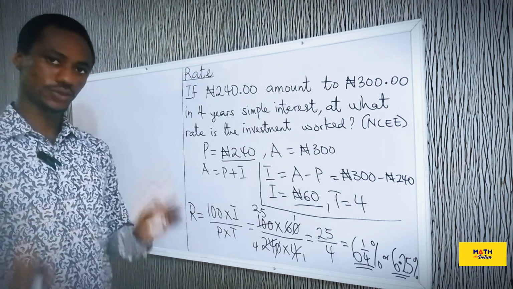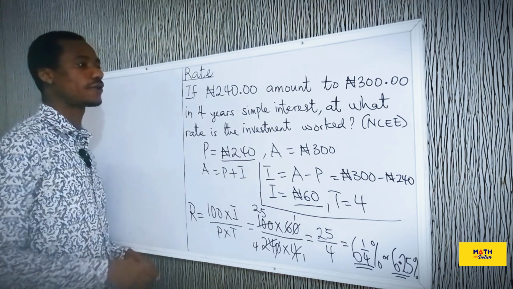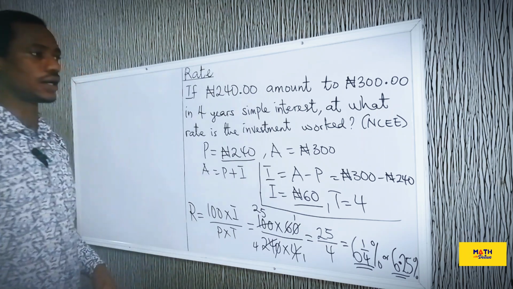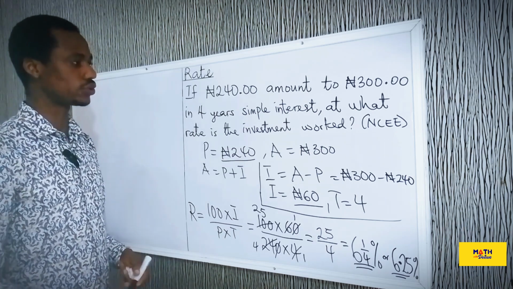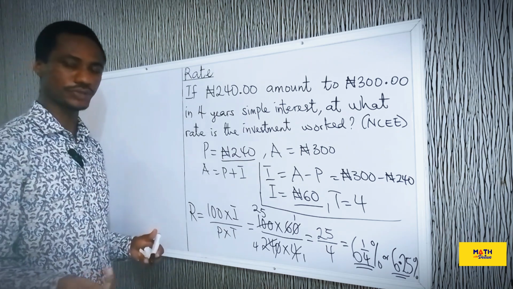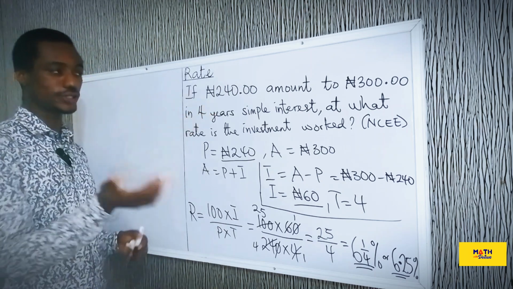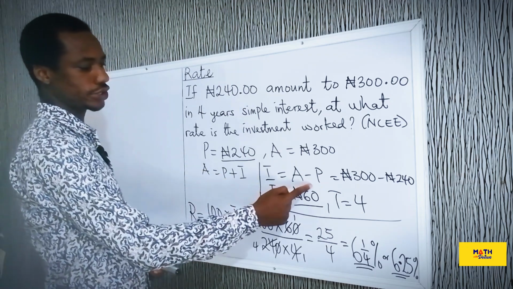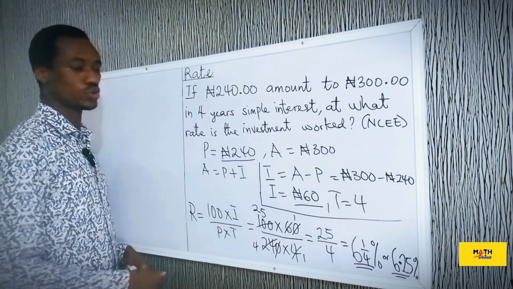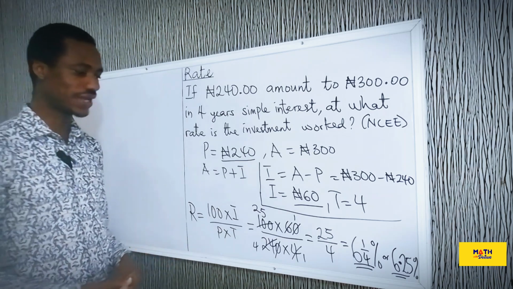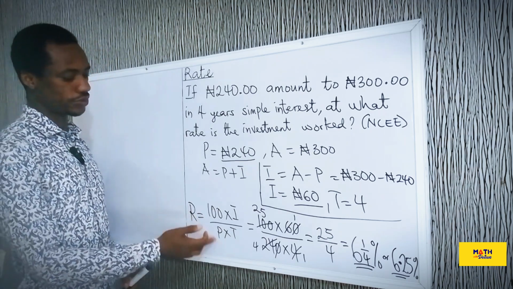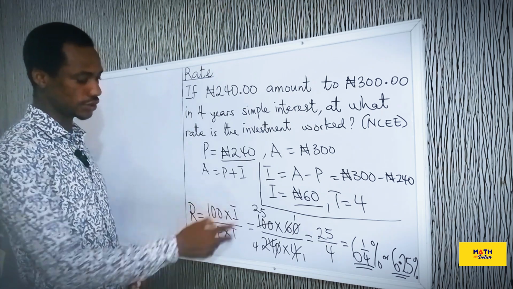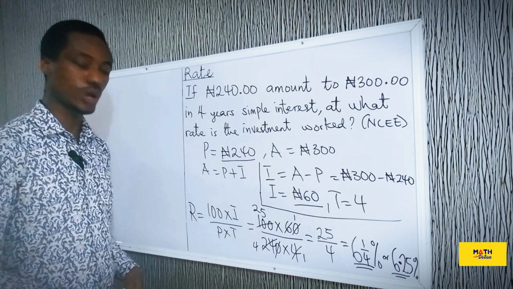All right, so let's go over it. We have a question that says if 240 amounts to 300 in 4 years simple interest, at what rate of investment do we have that interest? What we have to do is to first get the interest from the amount and the principal. Since the amount is principal plus interest, if you subtract the principal from the total amount at the end of the day, you have the interest. That's what we did here. Amount minus principal, 300 minus 240, and we have 60. So that's our interest. And then we also need the principal and the time, which we are given in the question. The principal is 240 and the time is 4 years. So slotting that into our formula, doing our calculation, we got 6 and 1 over 4, or 6.25%.